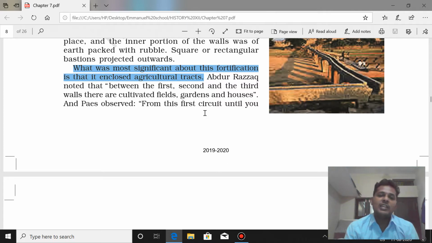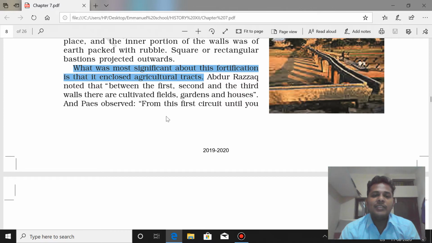That made him too. That's the most significant question that can come. What is the most significant about the fortification? Because it included even agricultural tracts. Abdul Razak noted that between the first and the second and third walls are the cultivated fields, gardens, and houses.